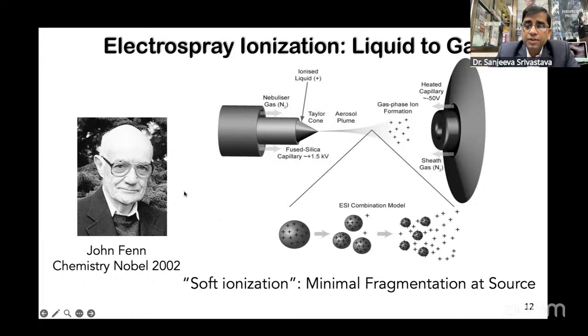And the scientist who gets credit for this is John Fenn, who got the Nobel Prize for electrospray ionization. And this particular cone which you see, the plume, is known as the Taylor cone, from the scientist who found this phenomenon. And this entire thing is known as soft ionization, which means that with minimal fragmentation of the ions, one can move all these ions inside the mass analyzer. So this is the very first and important step.